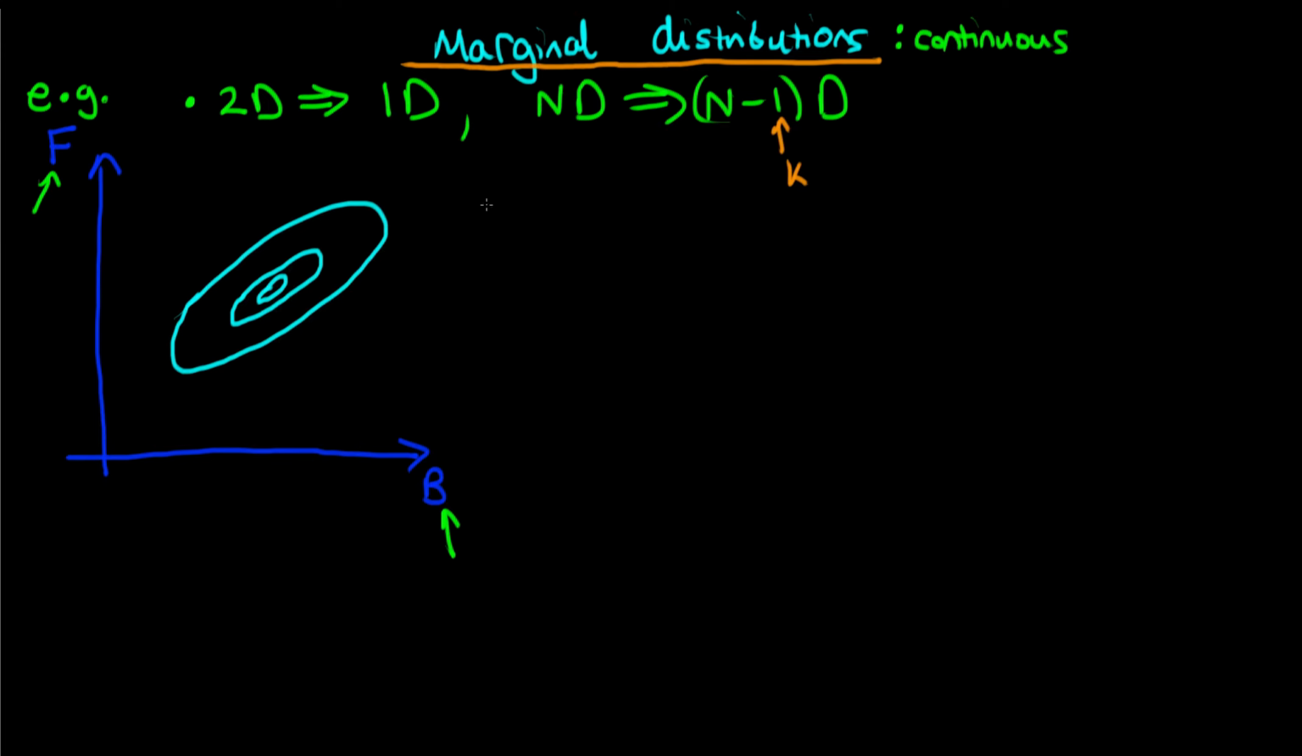So let's say we were interested in what's the distribution of the population's level of fat, and we don't care about how much beer they drink in a given week. How can we obtain that quantity? Well, the idea is we can imagine essentially summing over all the values of the probability distribution across horizontal lines.